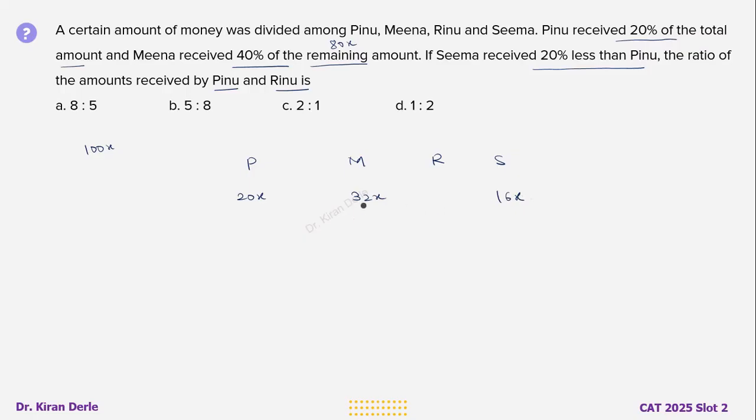I hope you understood. So what is the total? 32 plus 16 is 48, plus 20 is 68. Out of 100x, 68x is received by all three. And so Renu must have received 32x. I hope you're understanding this. Okay, what is the ratio of Pinu and Renu? What is the ratio of these two values? That's it. 20 and 32, divide by 4, 5 and 8. So 5 is to 8. P is to R is asked, and so it is 5 is to 8. I hope you understood this. Very simple. Great.